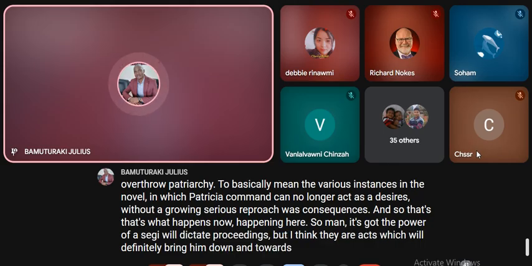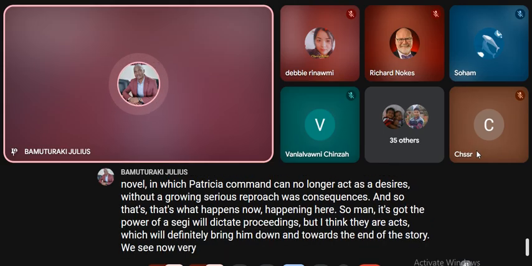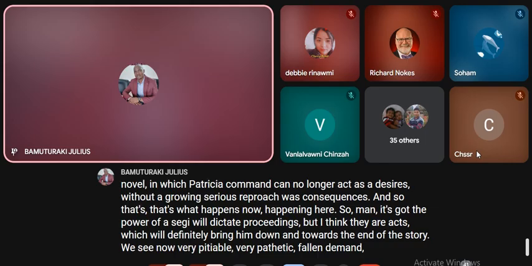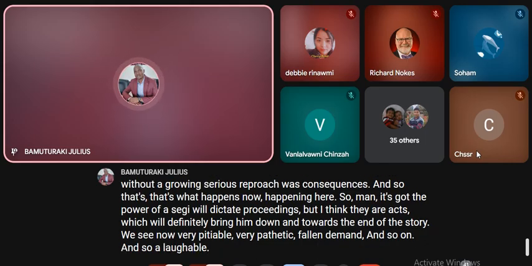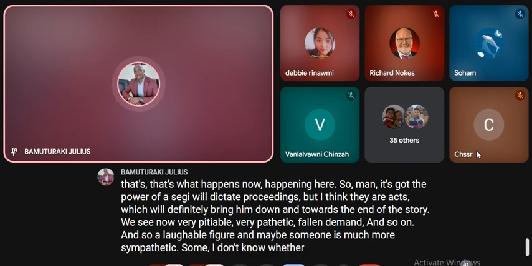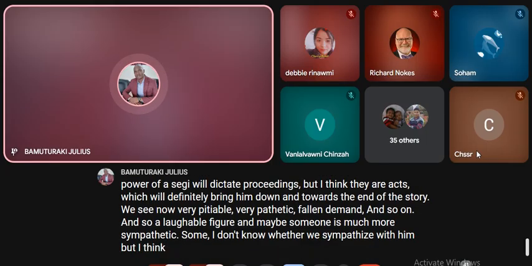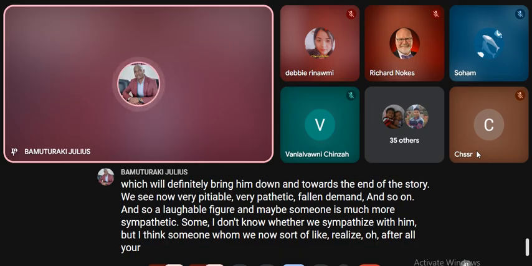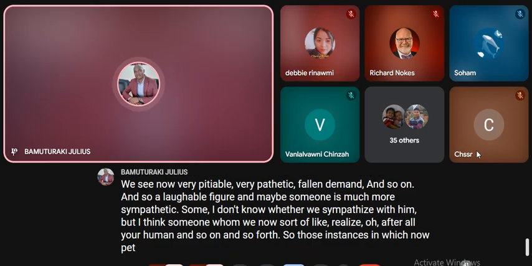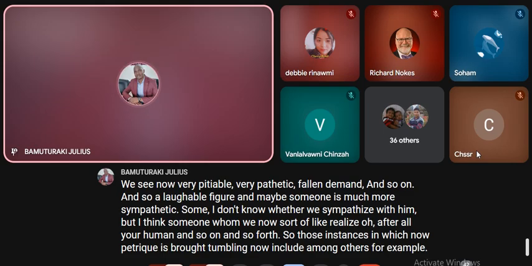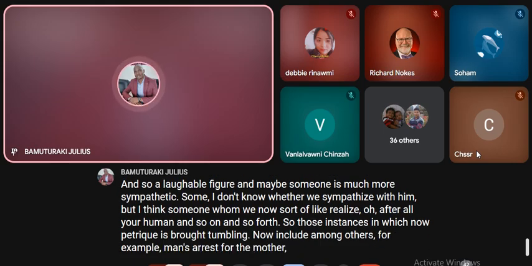And towards the end of the story, we see now a very pitiable, a very pathetic, a fallen man, and so on, a laughable figure. Maybe someone even much more sympathetic. Someone, I don't know whether we sympathize with him, but I think someone whom we now sort of realize, oh, after all, you are human, and so on and so forth. So those instances in which patriarchy is brought tumbling include, among others, for example, man's arrest for the murder of women and other crimes.